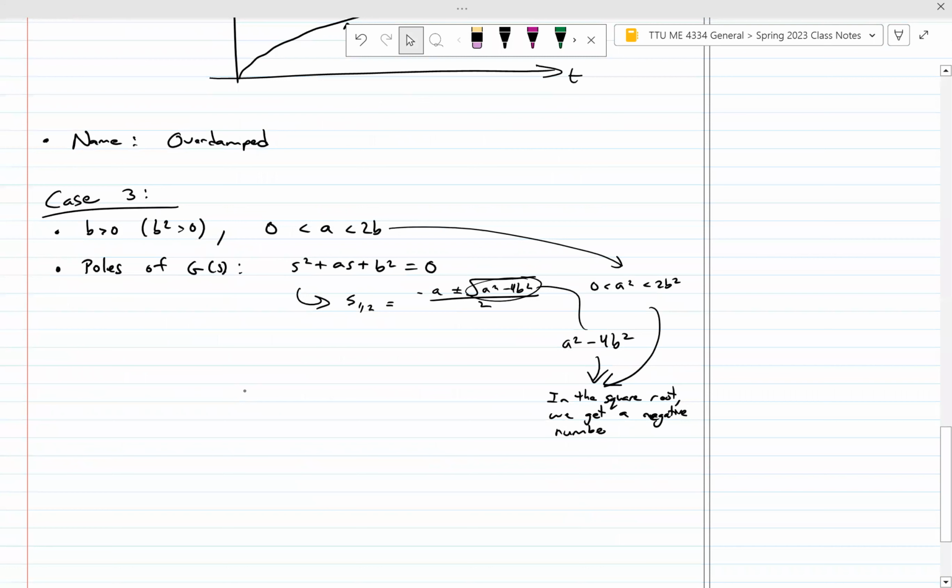All right, so we could rewrite our poles. Negative a over 2, I'm going to pull that out in front, and we're going to have plus or minus. I'm going to take the negative out of what's in that term there, so I'm going to have j square root of 4b squared minus a squared, which makes it a positive number, over 2. And these are our poles. We end up with complex numbers.